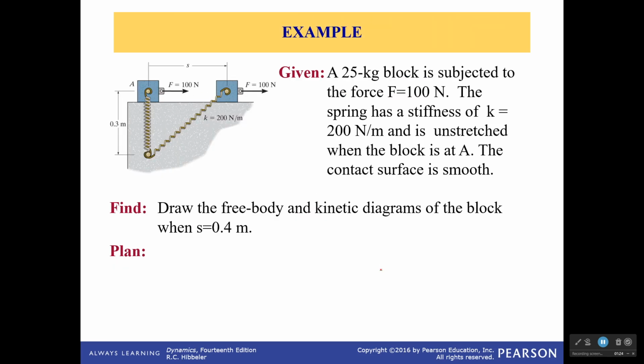So let's try out an example now. Okay, what do we have here? Well, we have a box. The box has a 100 Newton force pulling it to the right. It's a 25 kilogram block. And the spring has a stiffness of 200 newtons per meter. And originally it's unstretched.